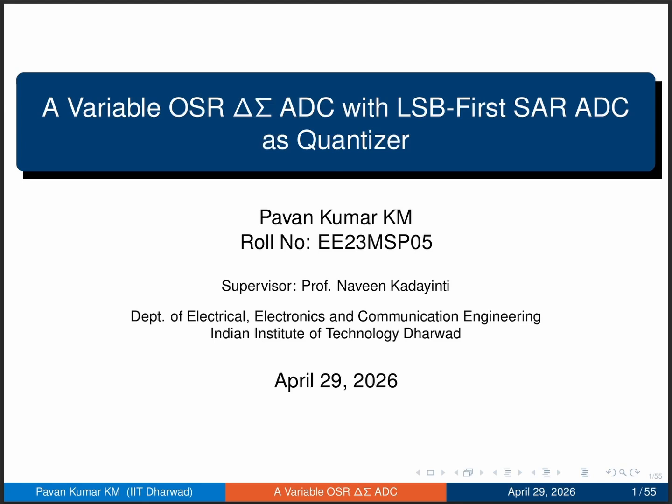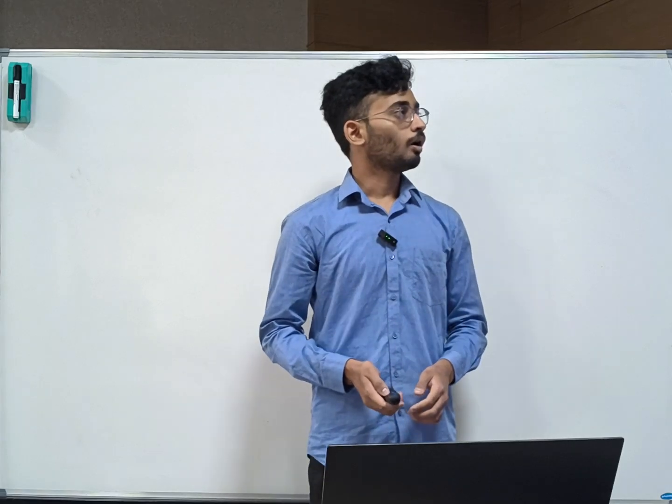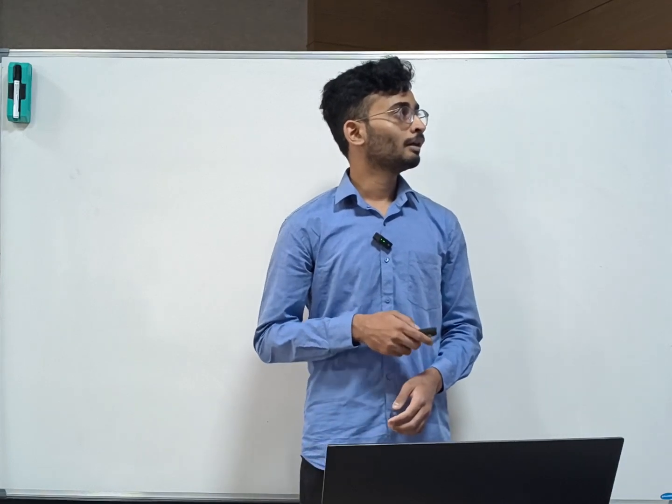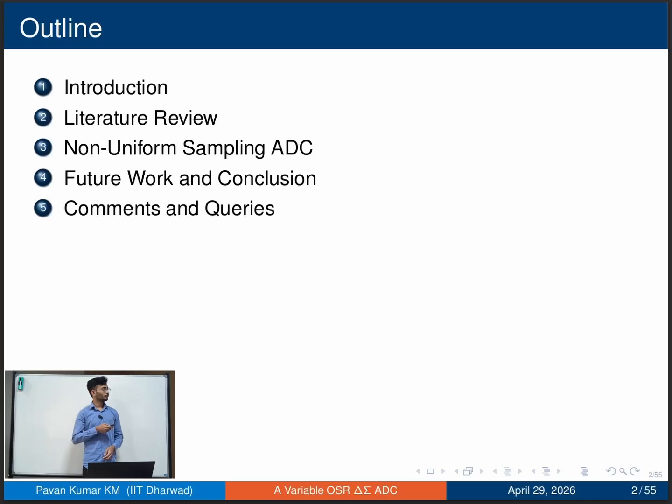Today I will be presenting my MS work, a variable OSR delta sigma ADC with LSB-First ADC as Quantizer. So the outline of my presentation goes like this. I will be starting with introduction followed by literature review. Then I will go to my MS work, that is non-uniform sampling ADC, followed by future work and conclusion. Then we will go through the comments and queries of the examiner.